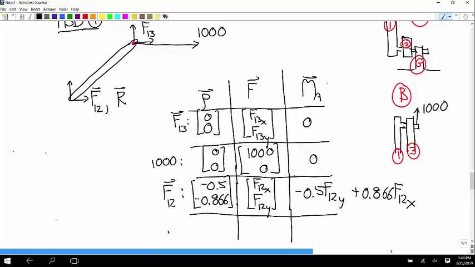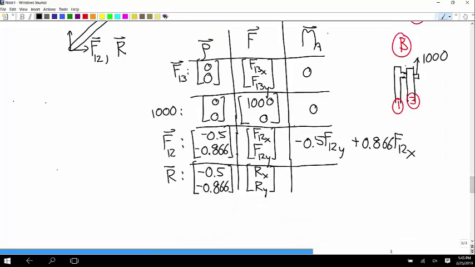And then the last one is the reaction force R. That is the same row vector as F12. The force is Rx, Ry. The cross product is negative 0.5 Ry plus 0.866 Rx.